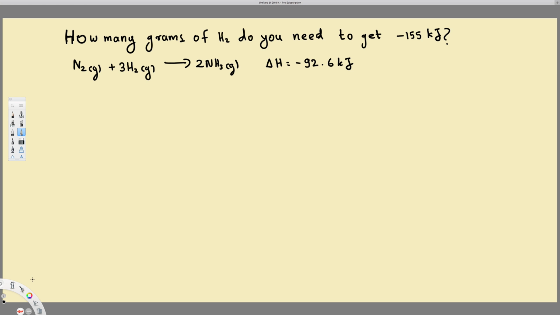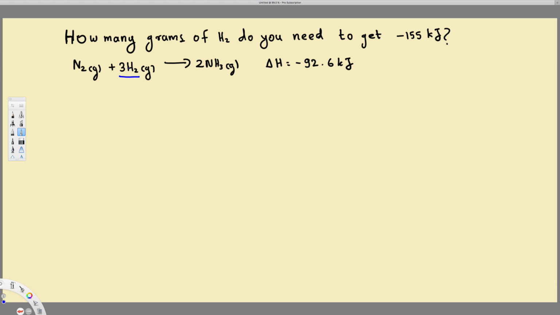Let's do this problem right here. The question is asking how many grams of H2 do you need to get negative 155 kilojoules, right? And from the given information, we know that 1 mole of N2 is making this much amount of heat energy, and 3 moles of H2 is making this much amount of heat energy. So here we are only dealing with H2, so we have to use this one, right?